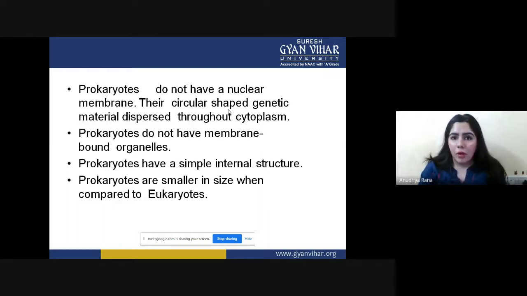Prokaryotes do not have membrane-bound organelles. As their nucleus is not bound with a membrane, all the other organelles present inside the cell also do not have any kind of membrane. This is a very important feature. Whenever we talk about prokaryotes, remember that all the organelles inside the cell do not have any membrane. Prokaryotes have a very simple internal structure, and their size is smaller in comparison to the eukaryote cell.